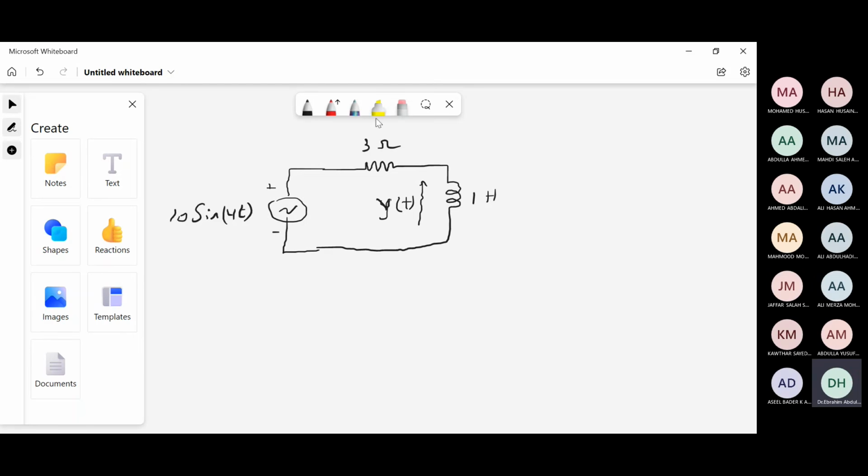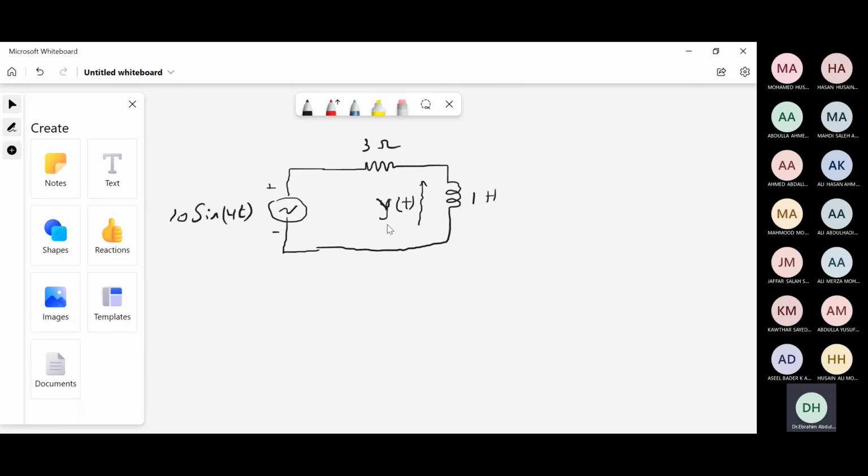Okay, how to find it? Voltage divider. Voltage divider, but how to apply voltage divider here? This is in Henry. This is an ohm. So how to apply voltage divider here?